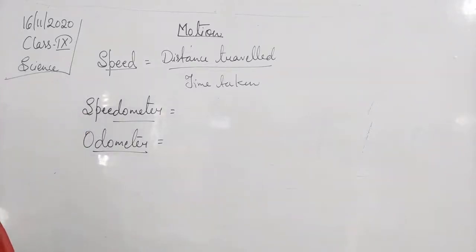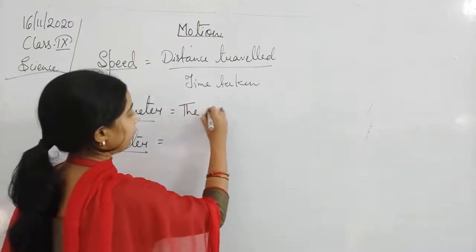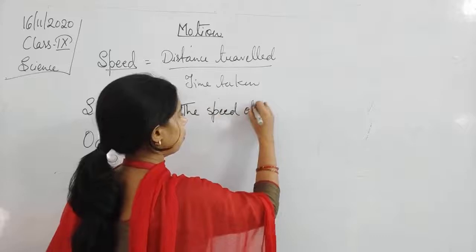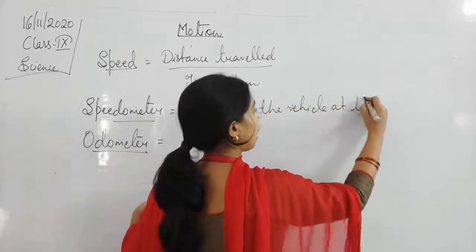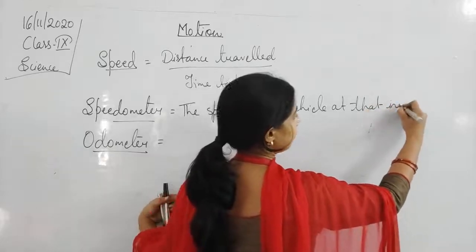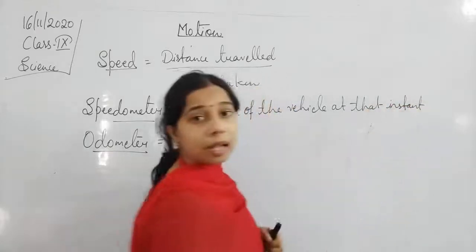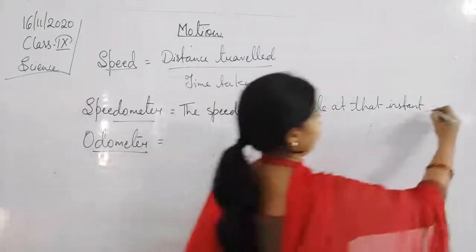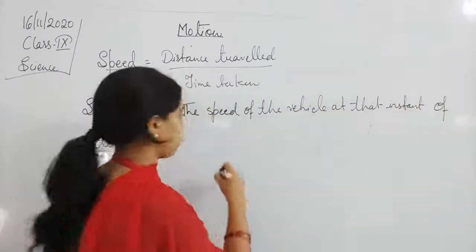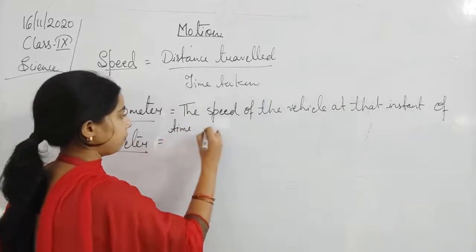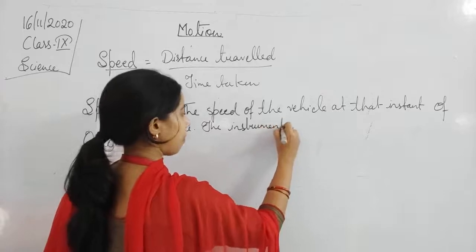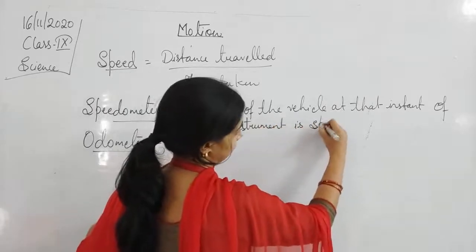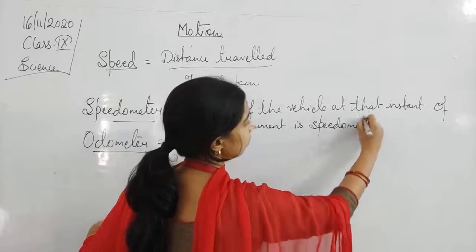So we can write it. The speed of the vehicle at that instant of time, the instrument is speedometer. That instrument is speedometer.